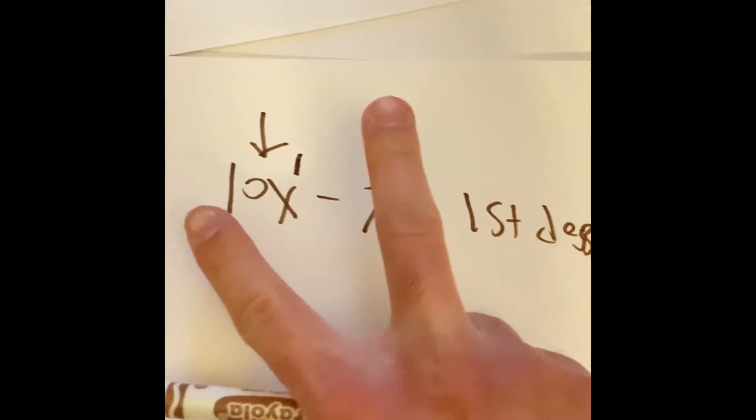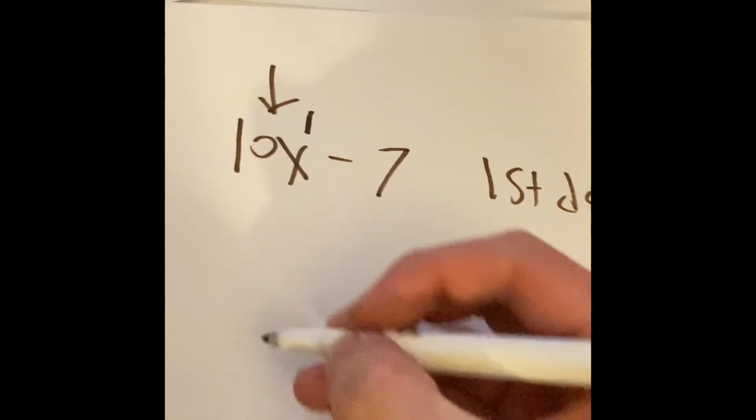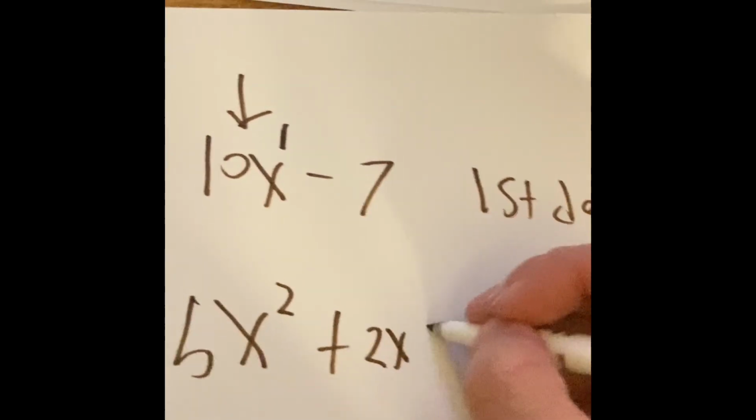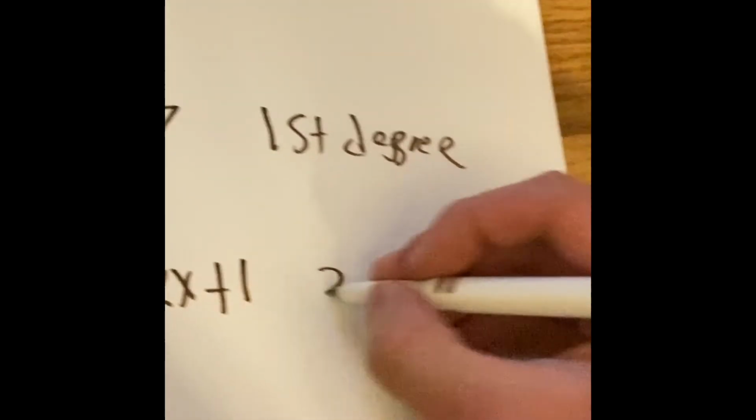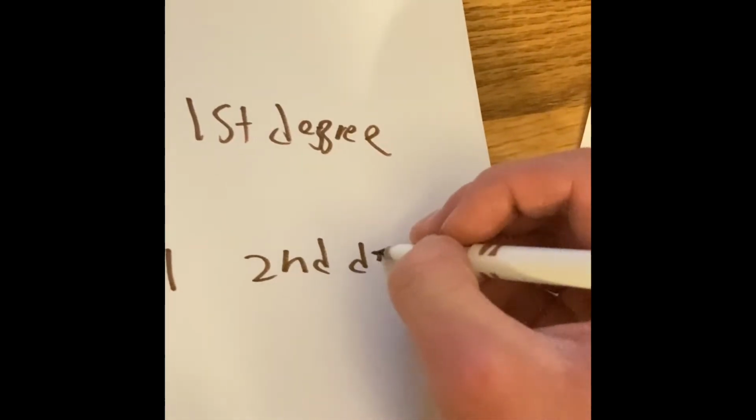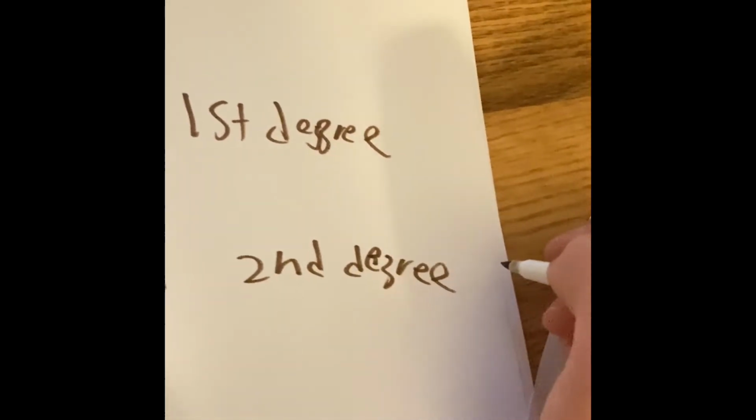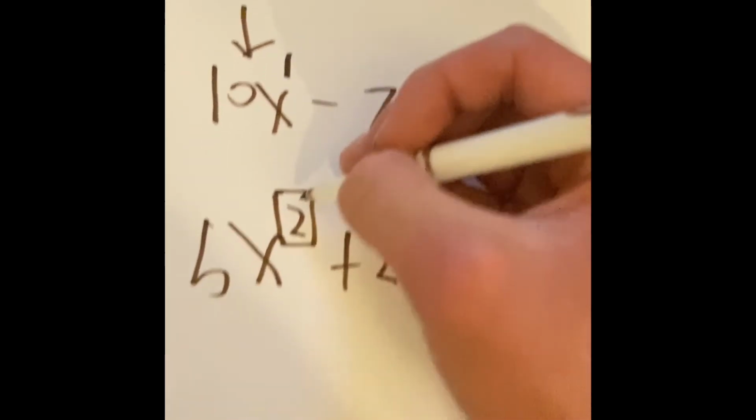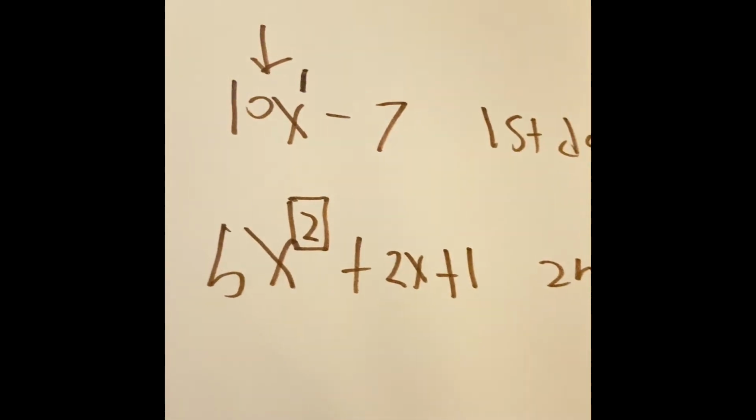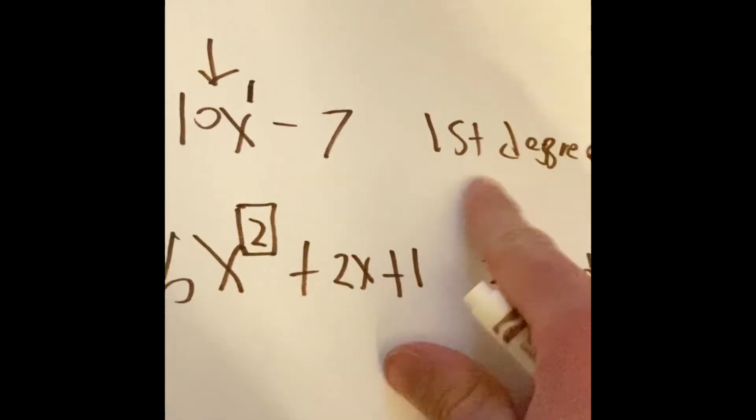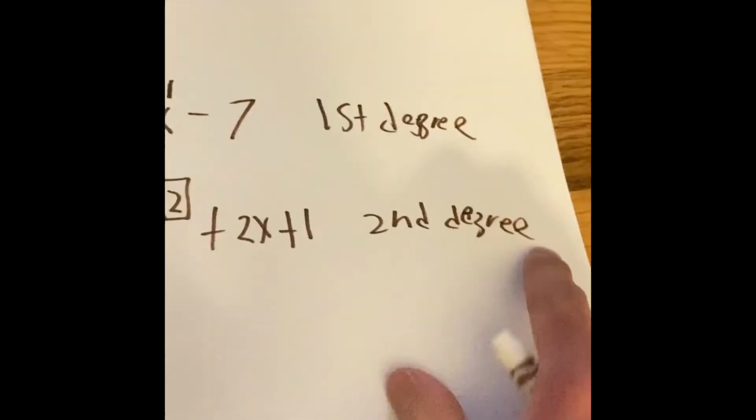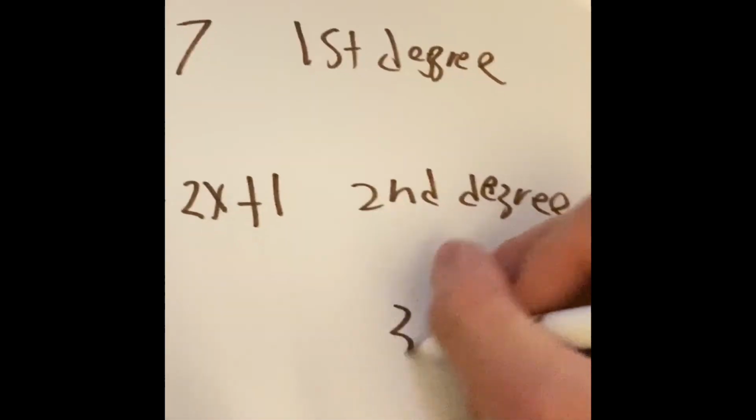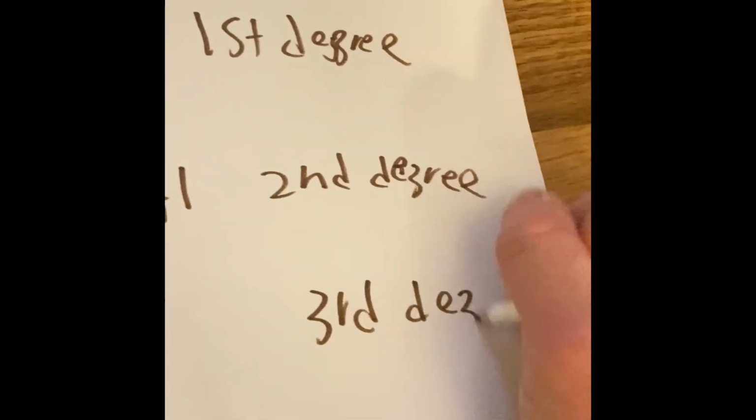A second degree equation would look like this. 5x squared plus 2x plus 1. This is called a second degree, because looking at a second degree, you have the exponent as a number 2. And if you put that on a graph, it would look different than a first degree. The second degree has a 2 as an exponent. So can you guess the third degree? What is the third degree?